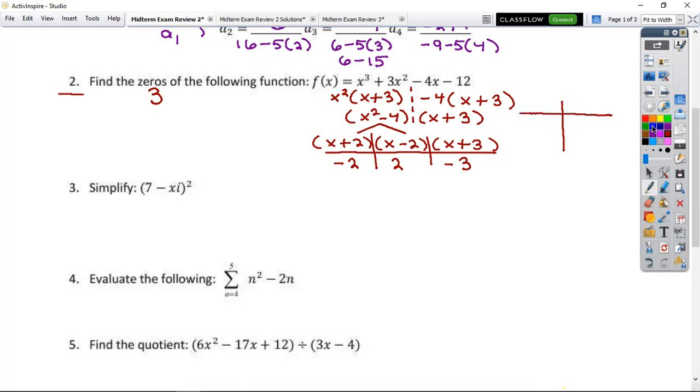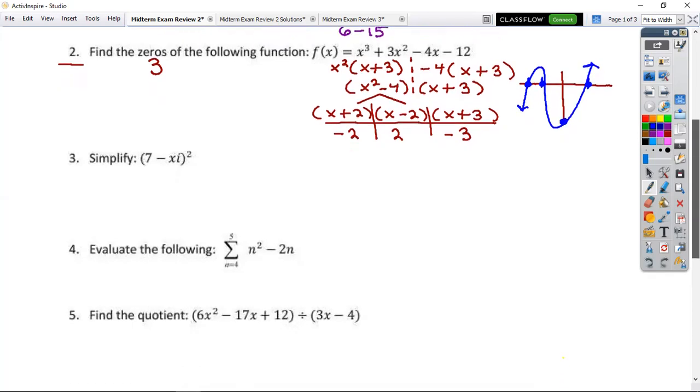What you're going to see is this would cross at negative 3, negative 2, positive 2, and it's also going to have a y-intercept at negative 12. This is just a sketch. So it should look something like this if you type it in the calculator. Right, so that's just a nice way to check yourself. Any questions down to number 2?